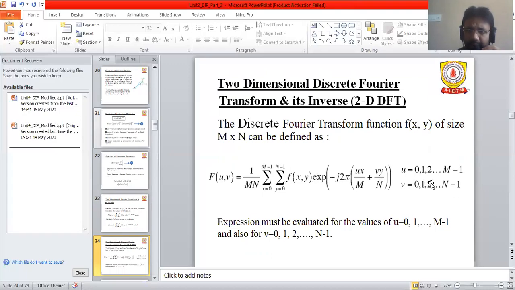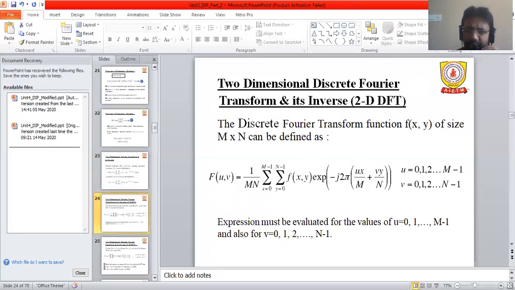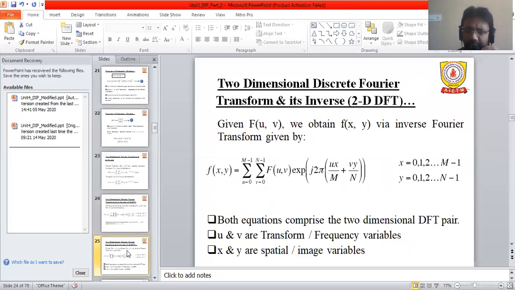Here u and v are the number of rows and number of columns. So the number of rows goes from 0 to m minus 1, and the number of columns, v, from 0 to n minus 1. So the expression must be evaluated for the values of u equals 0 to m minus 1, and for the values of v equals 0 to n minus 1. So these are the number of rows and number of columns.